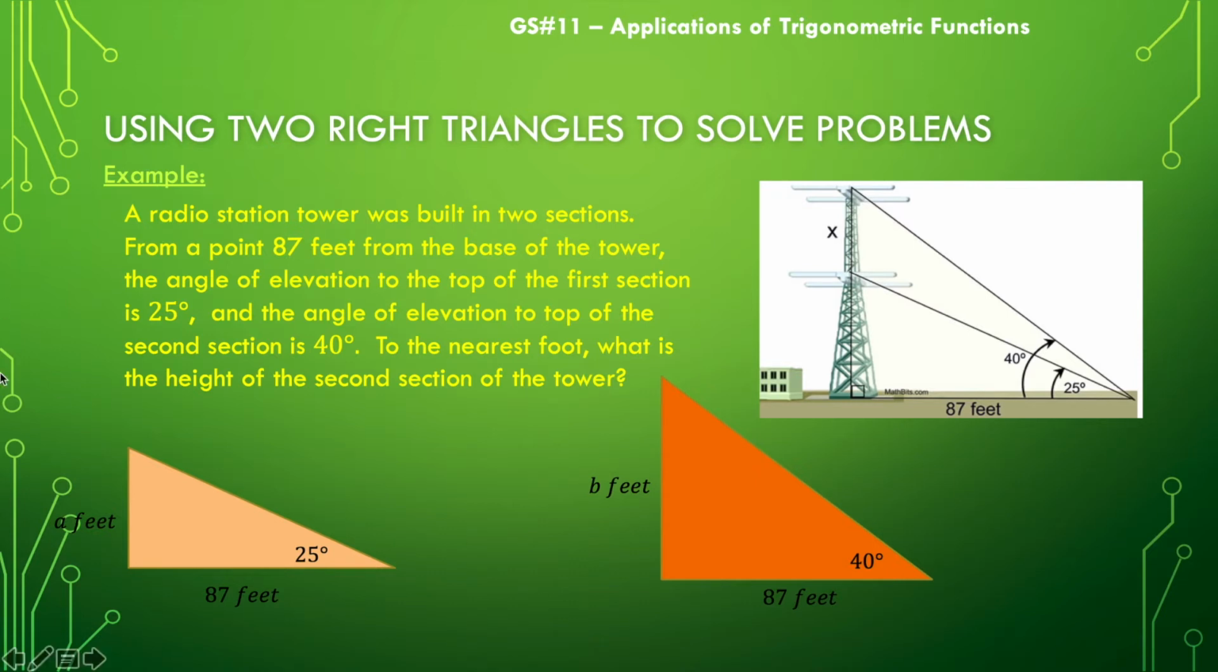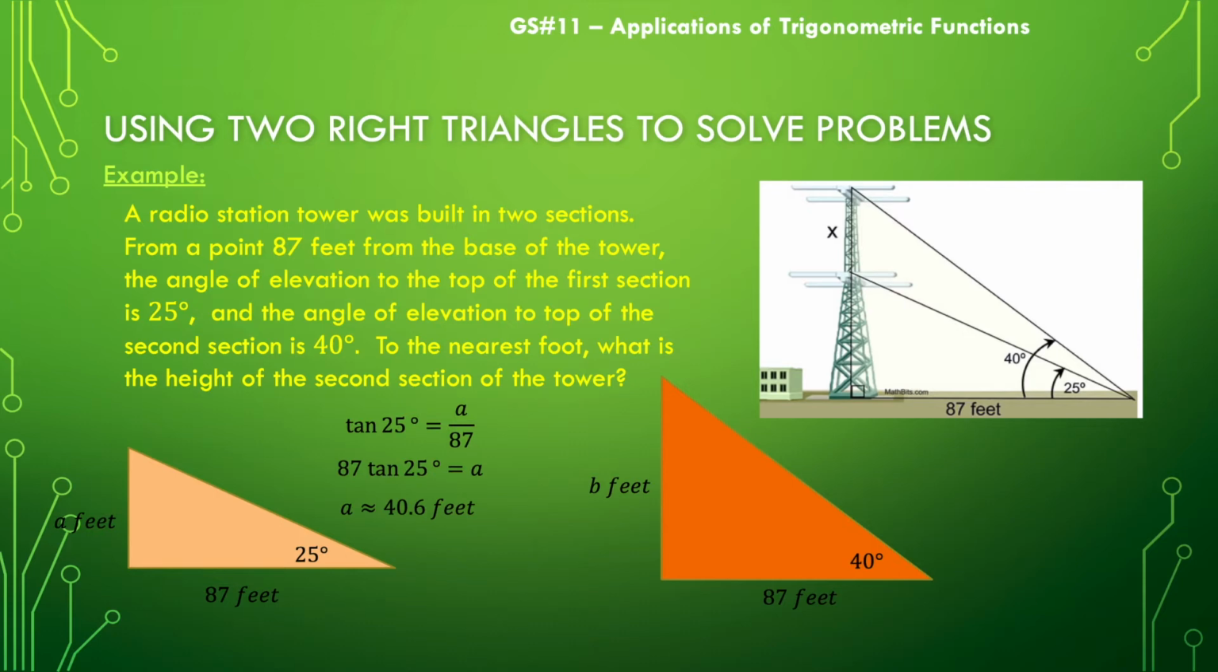The opposite side of this smaller triangle we will call A feet, and the opposite side of this larger triangle we will say is B feet. Let's use what we know in the smaller triangle to find what A is. We can say that the tangent of 25 degrees will be A over 87, and that means that A will end up being 87 times the tangent of 25 degrees. When I crunch that, A is about 40.6 feet, or maybe 41-ish feet.